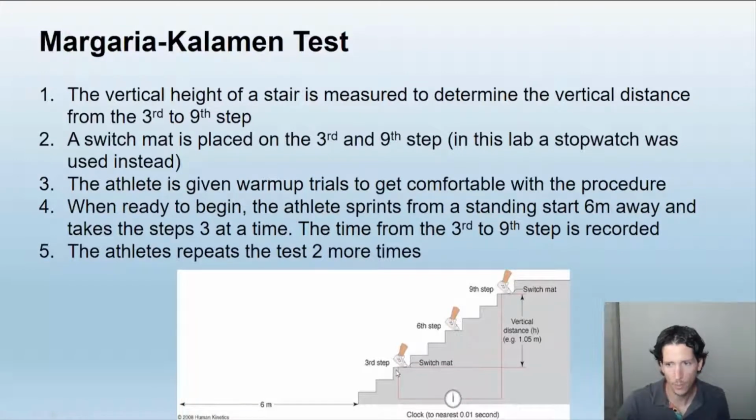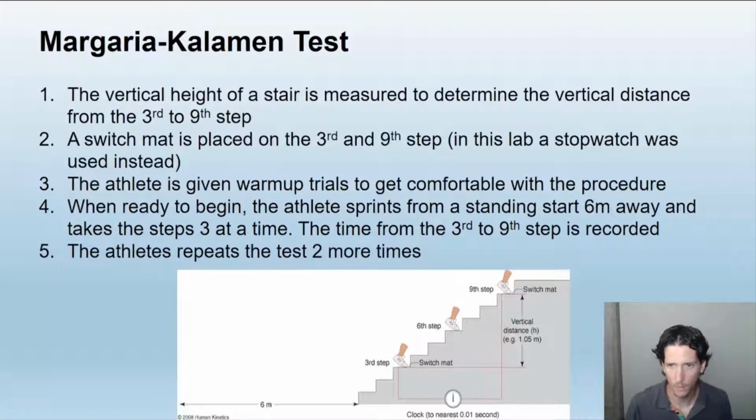So generally we want to place a switch mat on the 3rd step and the 9th step. We can also use a stopwatch, is what we use in this lab. It's an even more cost-effective way of performing this, but definitely not as accurate, because as you'll see in the video, it's pretty quick, and in order to get accurate times, a switch mat is going to be ideally the way that you'll go.